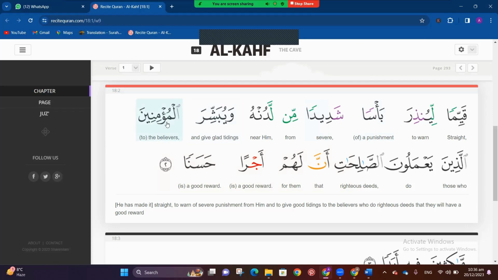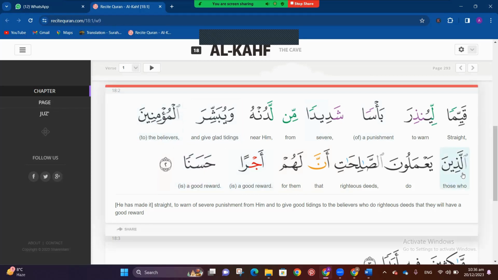Mu'minina, the same we did here in ba'sa mu'minina. Then we will join mu'minina alladhina, because we join when there's this symbol. Because it is an alif lam, it means that this lam is going to be joined with the previous letter. Mu'minina alladhina. Then this has the same letters we discussed before, that there is this soft th, and all the other letters are easy. Alladhina.